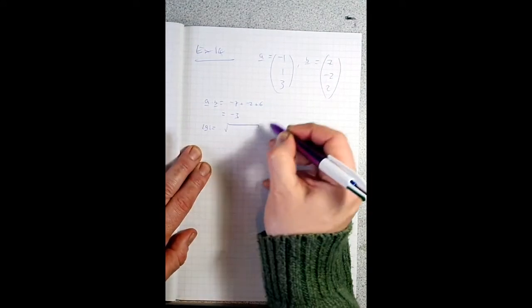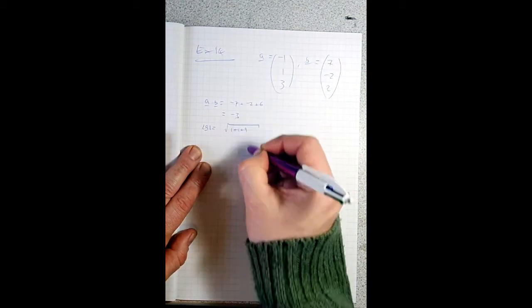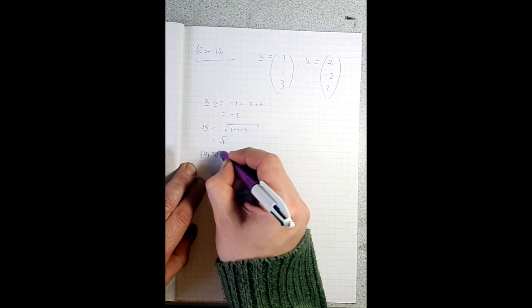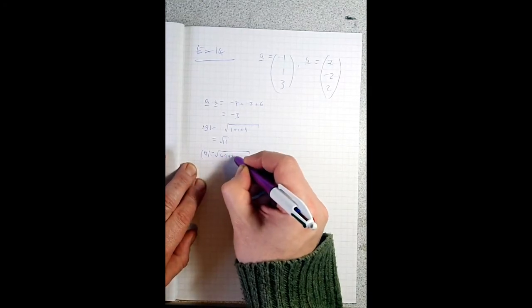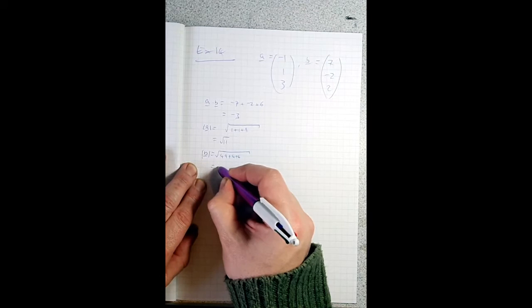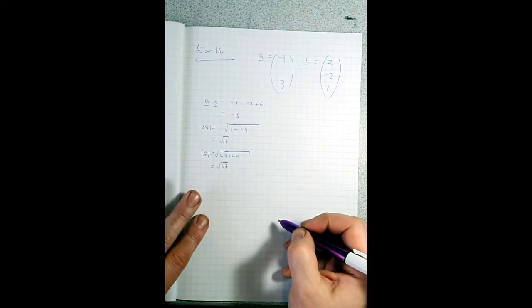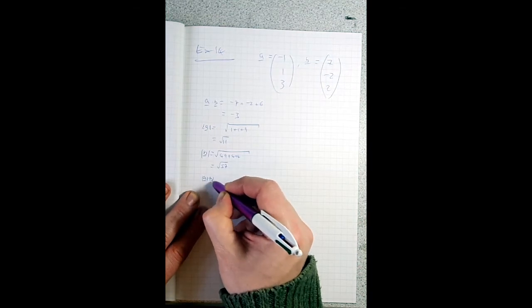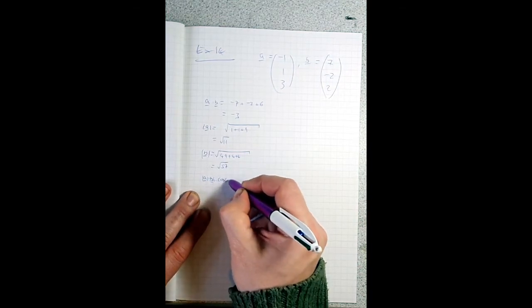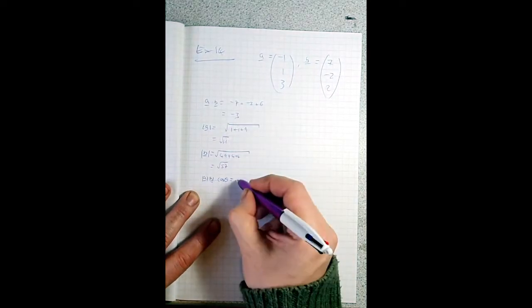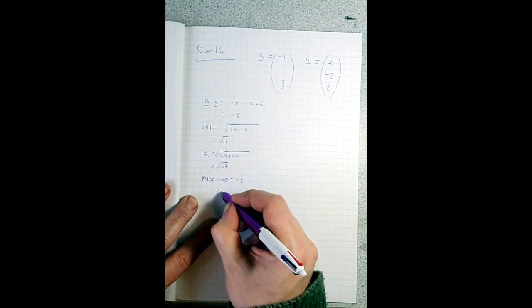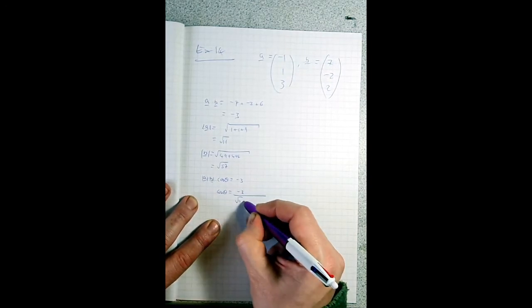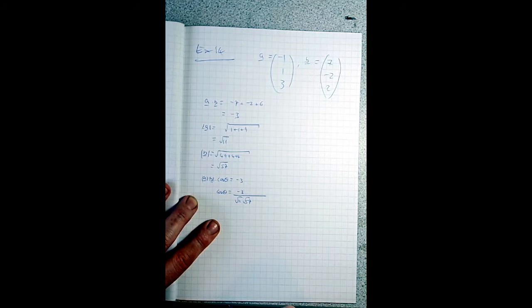Mod A is the square root of 1 plus 1 plus 9. Mod B is the square root of 49 plus 4 plus 4. So mod A, mod B, cos theta equals minus 3. So cos theta is minus 3 over root 11 root 57.